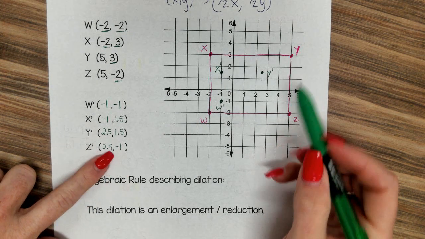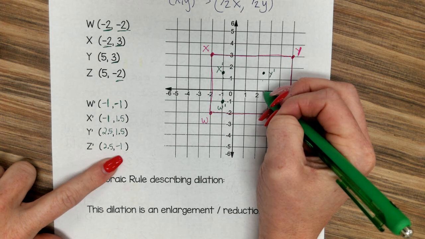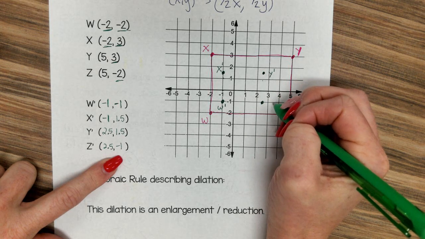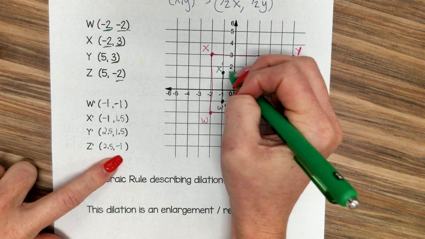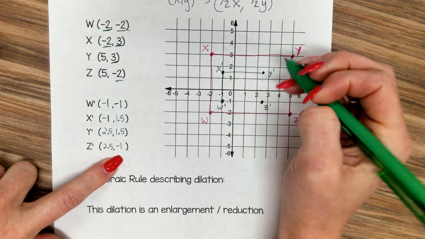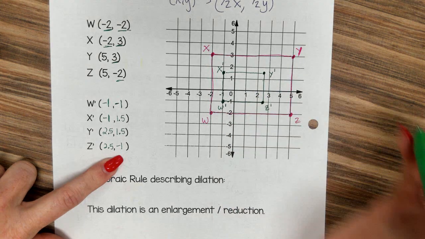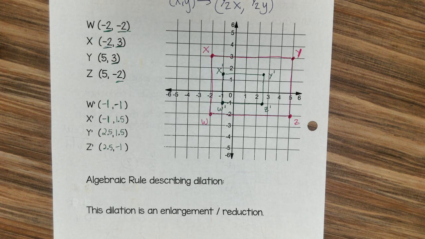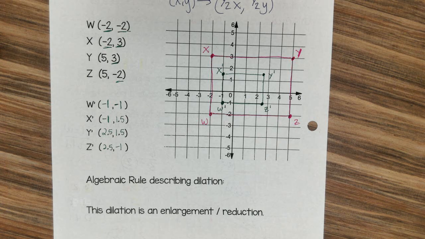Okay, now for our new, we did our new y. Let's do our new z. Go to 2.5 on the x-axis. Hold your pencil. Then go down 1. And then label that the new z. Connect your dots. So we just drew a dilated image of our original figure by a scale factor of 1/2.